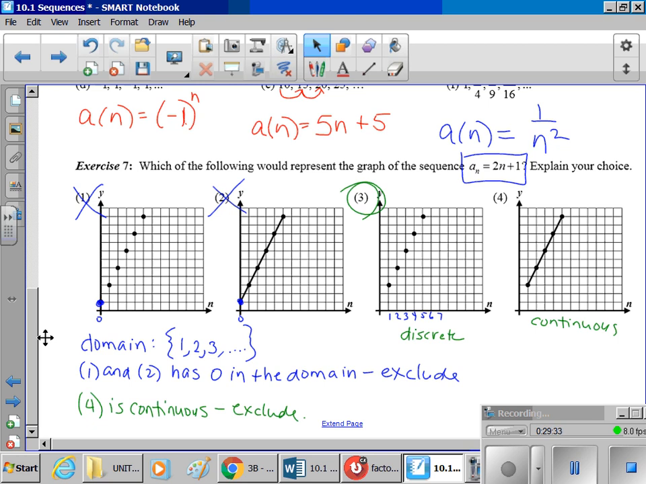When you're explaining, I don't want you to think it's that complex, because there are a lot of different ways that we can use discrete and continuous and domain. You could use x values, or n values in this case. There are so many different ways that we can explain things without making it so crazy.